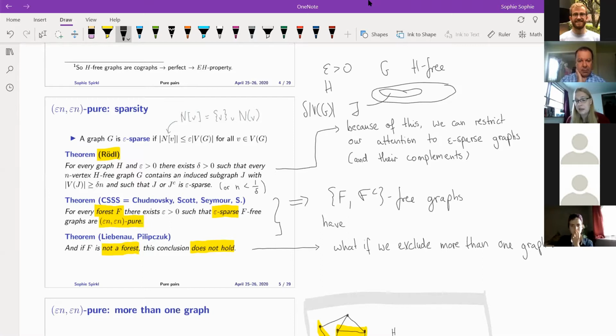then you get a class of graphs that satisfies the Erdős–Hajnal conjecture, which is not what we wanted. We just wanted to exclude one graph. But even that isn't something we know yet. We don't know if the Erdős–Hajnal conjecture holds if we replace excluding H by excluding H and its complement. But this theorem and the theorem of Liebenau and Pilipczuk that says even in a sparse graph we have to exclude a forest tell us that for epsilon n and epsilon n we've answered the question completely.